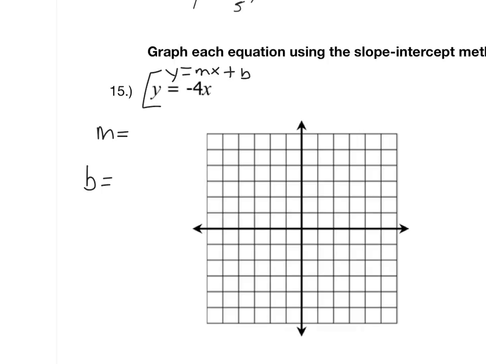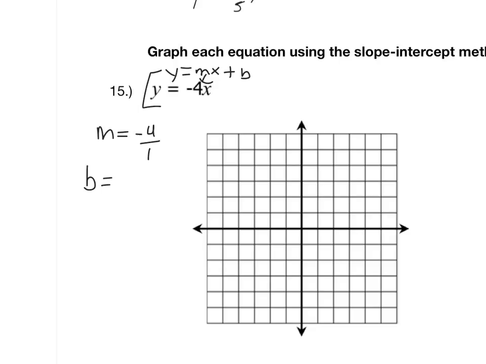So the slope is going to be the number that's in front of x, which in this case is negative 4, or as a fraction that would be negative 4/1. And because we're dealing with slope, you want to have it as a fraction, right? You want to have your rise and your run. So because it's negative 4, that means we go down 4 and go to the right one.